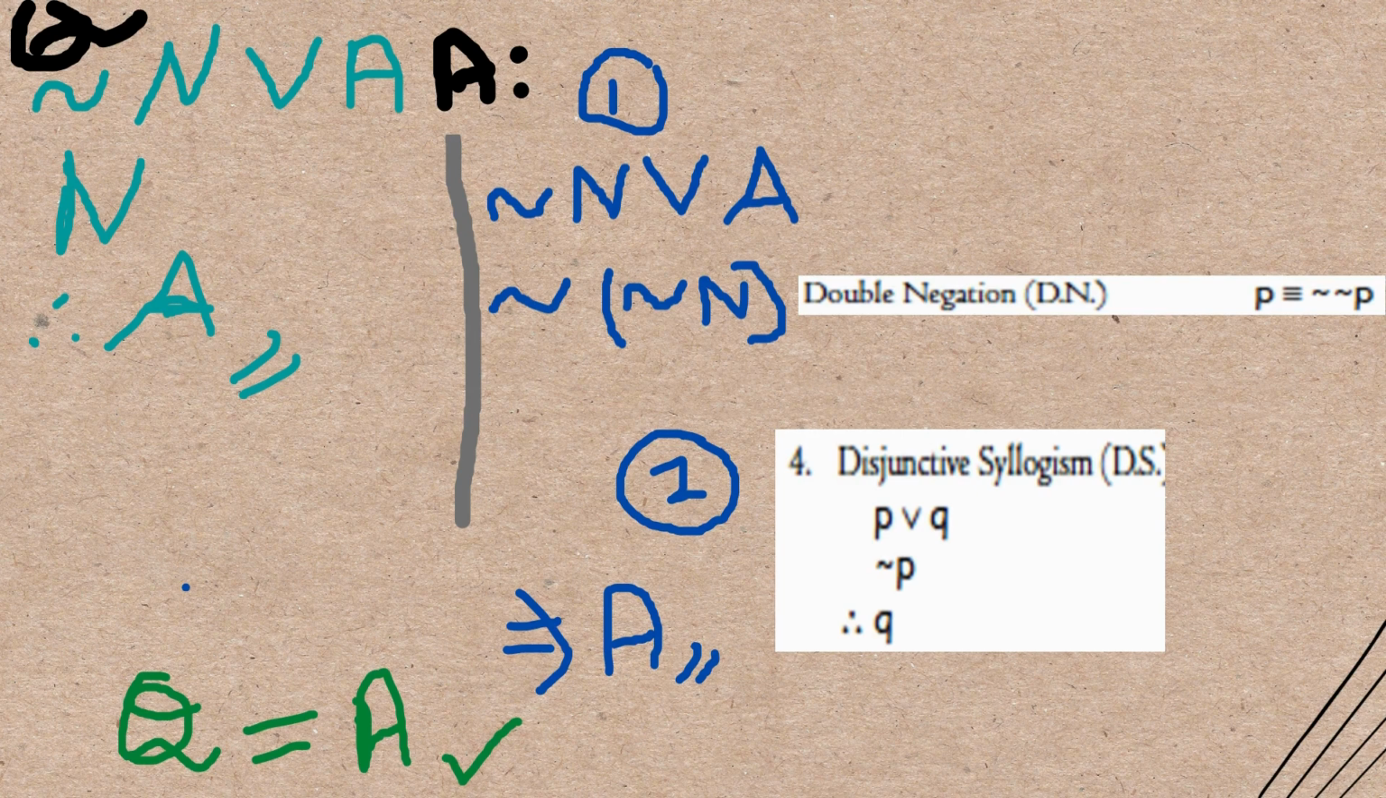Using the first and second premise, applying disjunctive syllogism to it, what we will be having? Negation N disjunction A and negation negation N. After applying disjunctive syllogism, you will get A. That's why proved. Question is equal to answer. So this argument is a valid argument.